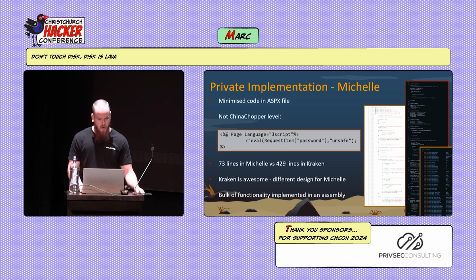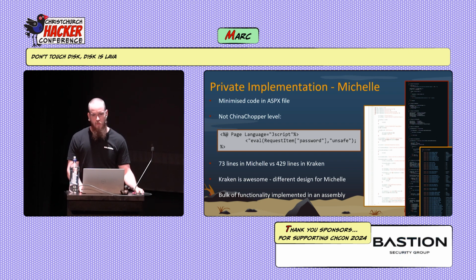Also going to show you my private implementation, Michelle, which I developed after leaving CCX. It's pretty much contained in an ASPX file. It's been minimized, but it's not quite the level of China Chopper, which is pretty impressive. It's 3 lines of code, if you want to call it that. That being said, when we compare it to the size of Kraken, we've got 73 lines for Michelle and 429 lines of code for Kraken.